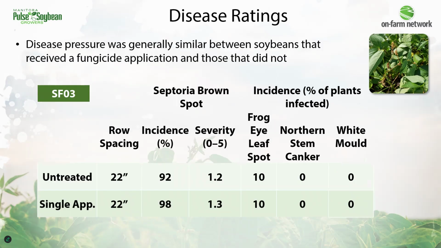Lastly, at soybean fungicide 03, which was also located in western Manitoba, we did find some Septoria brown spot, but it was low in severity. And we also found a minor infection of frog eye leaf spot, and no stem canker was found. But again, no white mold was present at this site. Disease pressure was generally similar between soybeans with the fungicide application and those without.